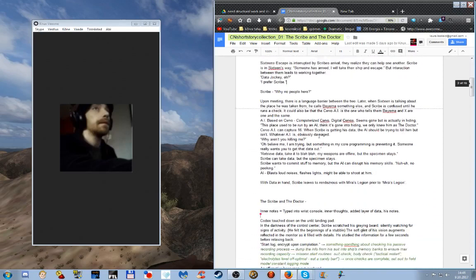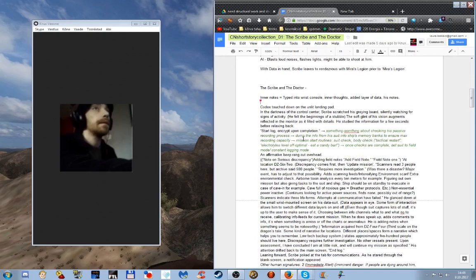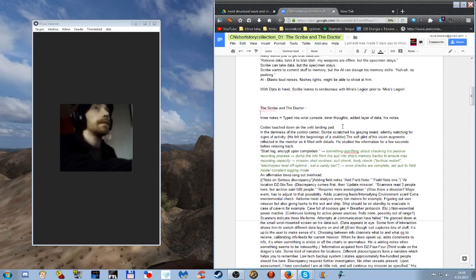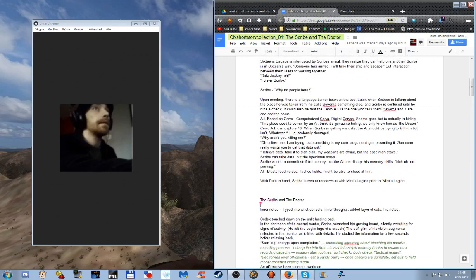Yep, but unfortunately I think the notes in this one are quite disjointed, because we talked about moving. So Scribe does his thing. He dumps all the data in his suit into his ship. And then he leaves the ship, right? And that's when he does all his body checks.